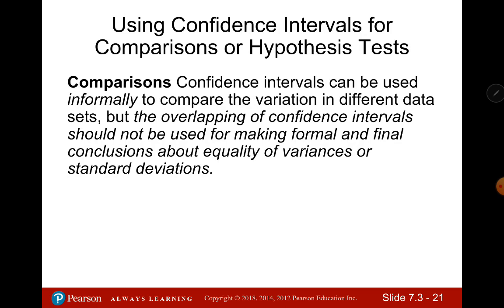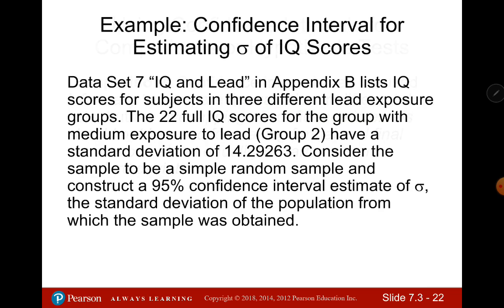So the confidence interval can be used to compare variation in different data sets. In the different data sets, we just compare the variation. It's not like the mean or the proportion, where we compare some value. Here we actually compare the variation.